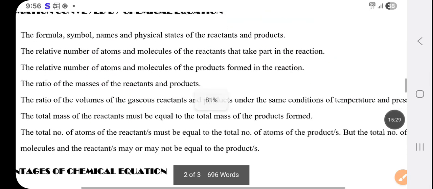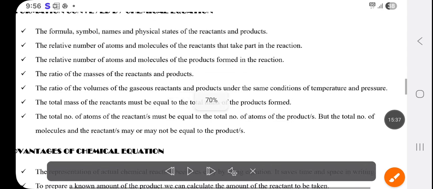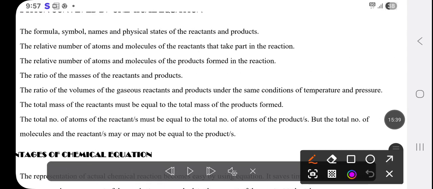Now let us see the next point. The ratio of the volume of the gases, gaseous reactants and products, under the same conditions of temperature and pressure. For example, when gases are mixing or undergoing some chemical reaction, the condition, temperature, and pressure are all known by it.